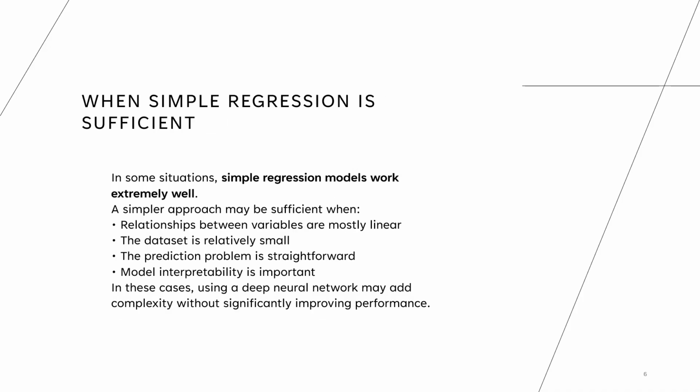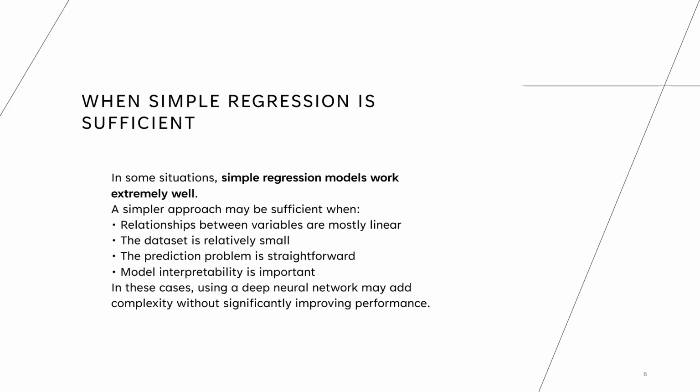At this point, it is important to recognize that deep neural networks are not always necessary. In many situations, a simple regression model can perform extremely well. When the relationship between variables is mostly linear, or when the dataset is relatively small, a traditional regression approach may already provide accurate and reliable predictions. Another important factor to consider is interpretability. Simple regression models are often easier to understand and explain, which can be valuable in fields where transparency and accountability are important. For example, analysts and decision makers may want to clearly see how each variable influences the prediction. In these cases, a simpler model may actually be preferable.